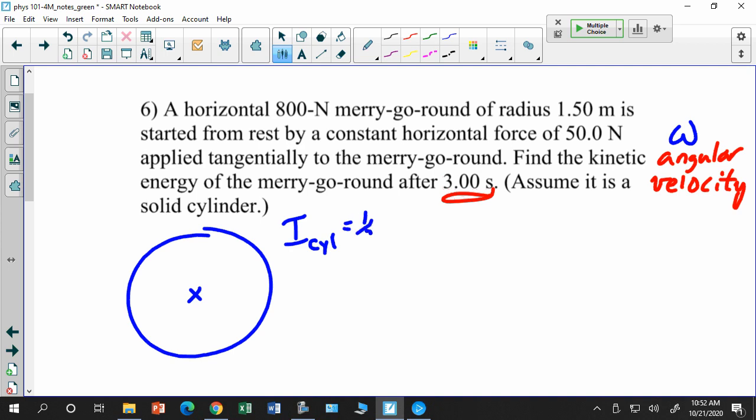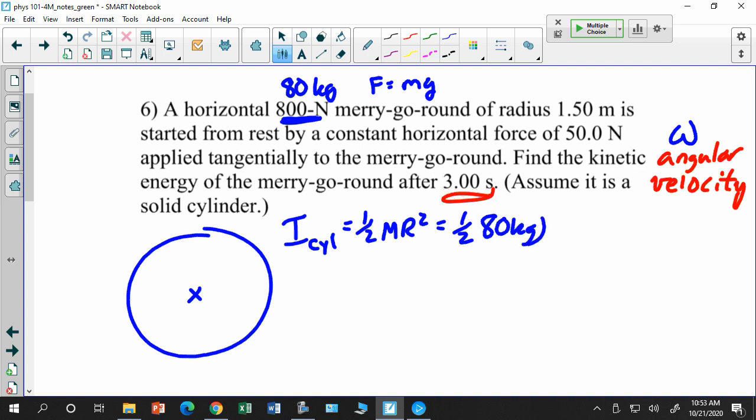1/2 mr squared. Look, in these problems, you're always going to need the moment of inertia. So I usually just calculate it right out. So I'm going to do that here. The moment of inertia of this is going to be the mass. Oh, goodness. Look, I don't give you the mass. I give you the weight. And so the mass is going to be that divided by 10, or 80 kilograms. Remember, F equals m times g. So m is F over g, the force weight divided by 10. So it's going to be 1/2 of 80 kilograms.